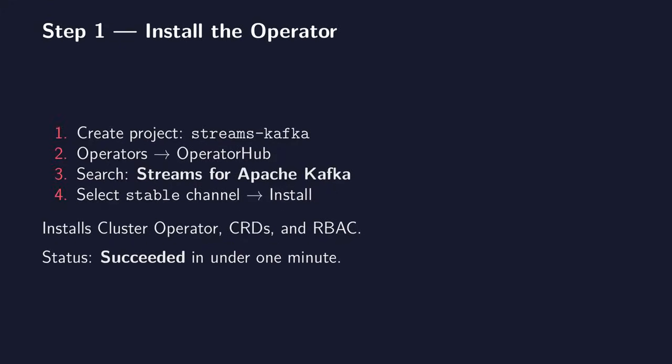First step, install the operator. In the OpenShift console, create a dedicated project called strimzi-kafka. Navigate to Operators, OperatorHub, and search for Streams for Apache Kafka. Select the stable channel, choose your project, and click Install. The operator installs the cluster operator, the CRDs, and RBAC resources automatically. In less than a minute, the status changes to Succeeded.